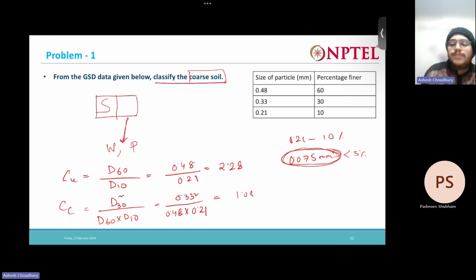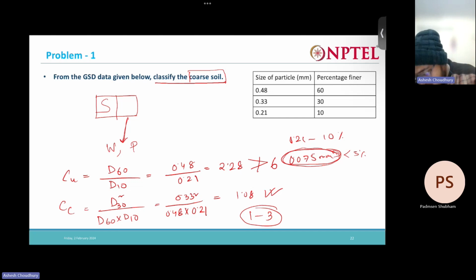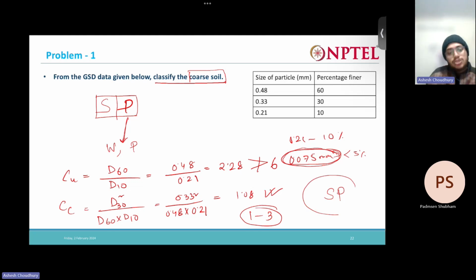Now, if we recall from the previous class, for well-graded sand, the Cu should be greater than 6, but here it is not greater than 6. And Cc should be between 1 and 3; this condition is satisfied. But Cu is not greater than 6, so we can say that this is a poorly graded sample. So the final soil classification will be SP, that is poorly graded sand. This is how we have to classify.